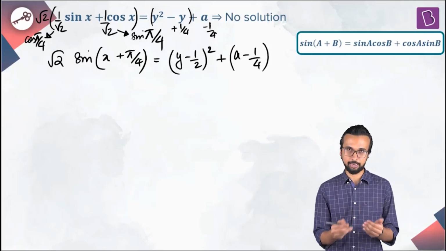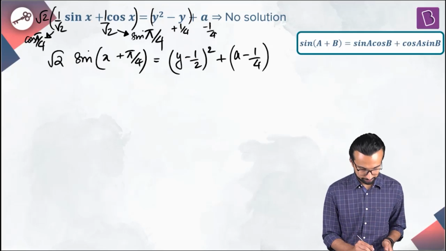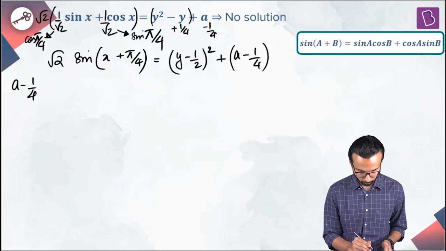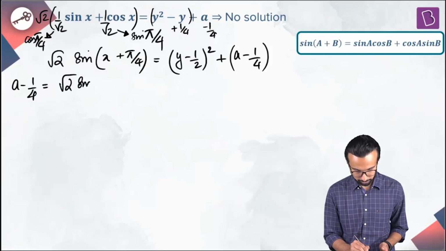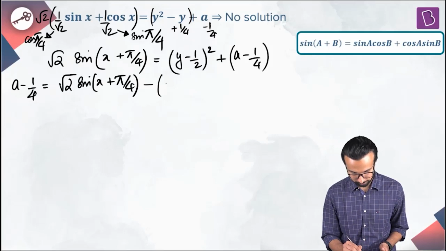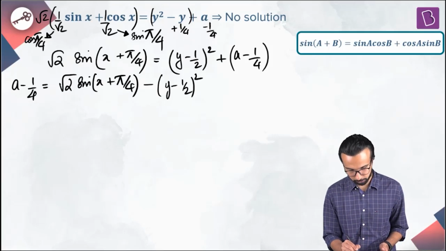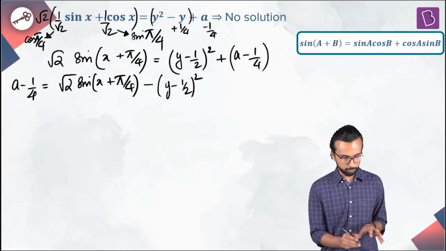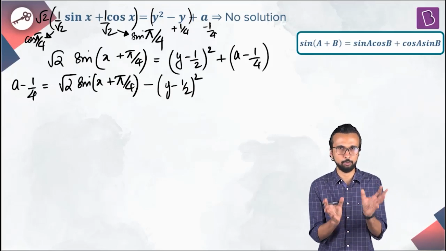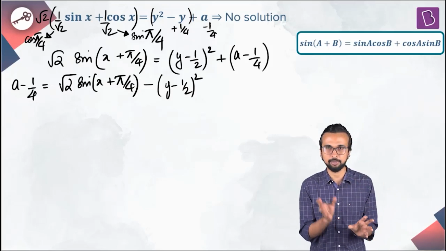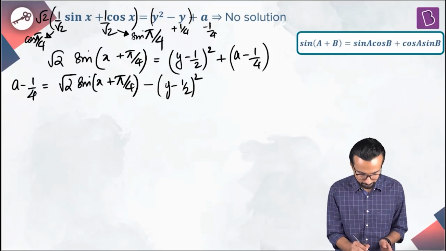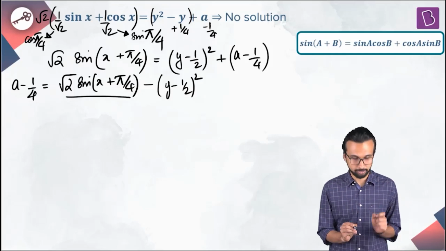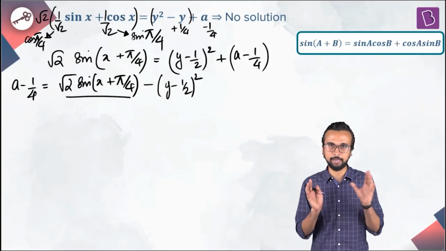Now, again, I'll rewrite the whole thing as a minus 1 by 4 is equal to root 2 into sin of x plus pi by 4 minus y minus half the whole square. Now look at the RHS closely. There are two parts to the RHS. There's a sin term and a y term. So let's look at the sin term first. Sin of anything lies between minus 1 and 1.